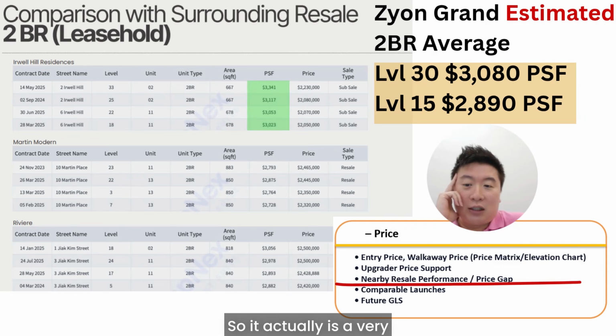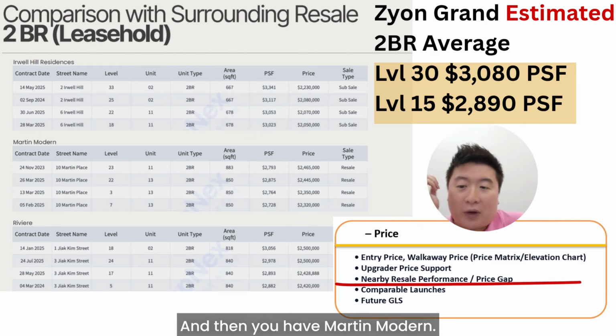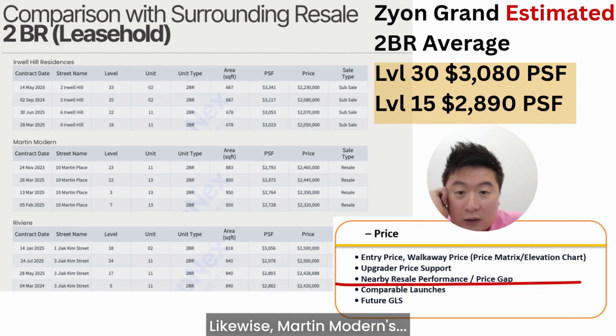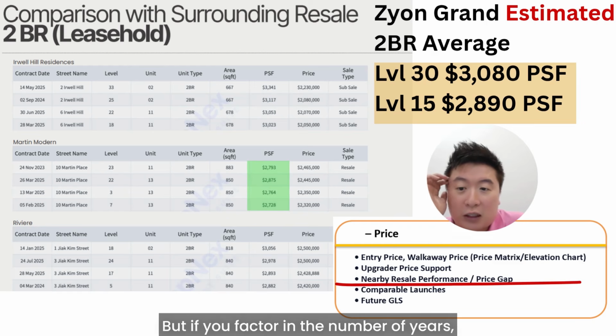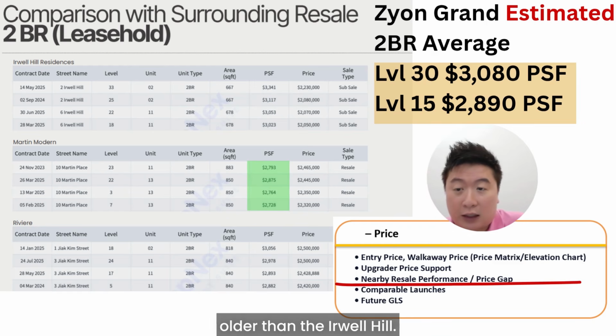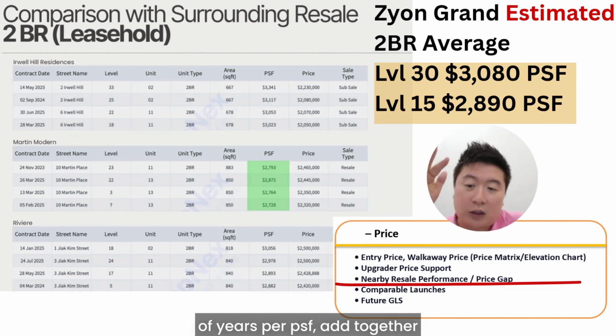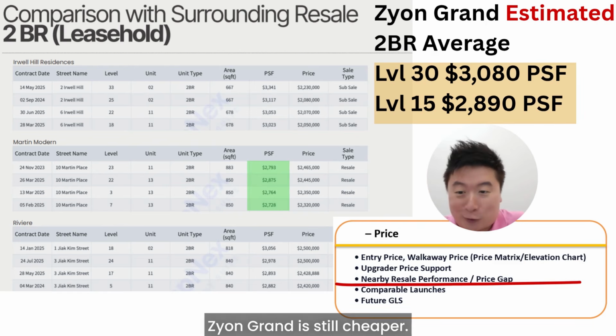So it actually is a very good opportunistic time to enter and purchase in the CCR region. Food for thought. All right, and then you have multi-modern. Multi-modern's PSF is a lot better. But if you factor in the number of years, because multi-modern is older than Irwell Hill, if you factor in the number of years per PSF, added together, Zion Grand is still cheaper.